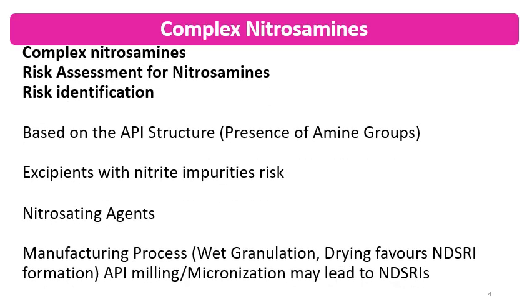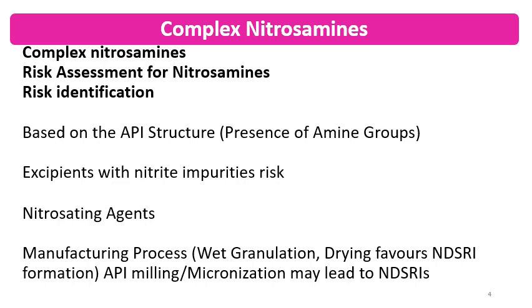Then coming to the risk assessment. Whenever you find a nitrosamine impurity alert or impurity potential, always check the API structure. If there is a presence of an amine group, then it is likely to have nitrosamine impurity formation, and based on the API structure, a risk can be identified or assessed.